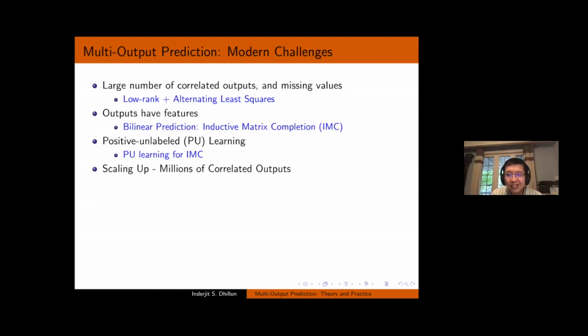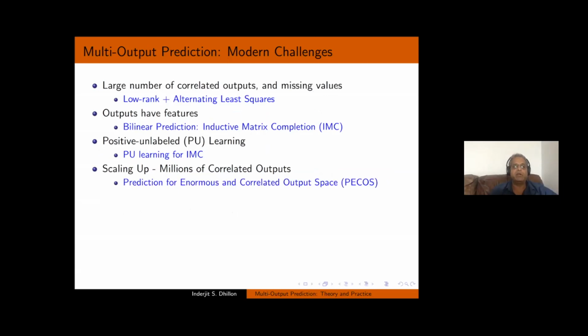Sure. Okay, so now let me turn to the last part of the talk, which is going to be geared towards improving in practice the performance of these methods.